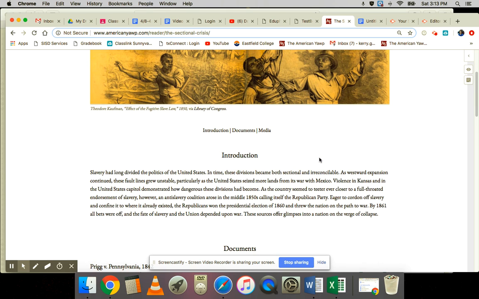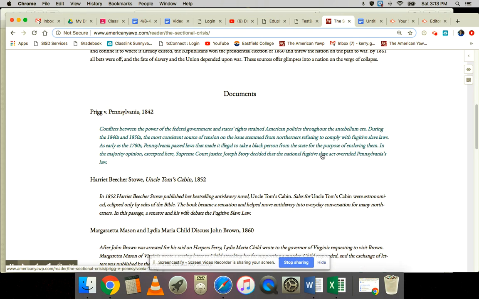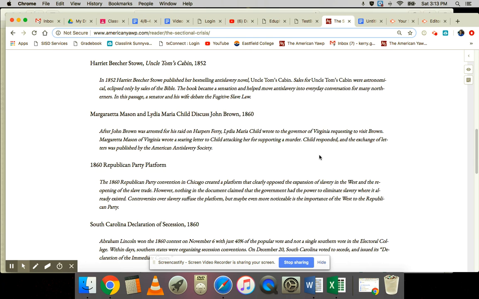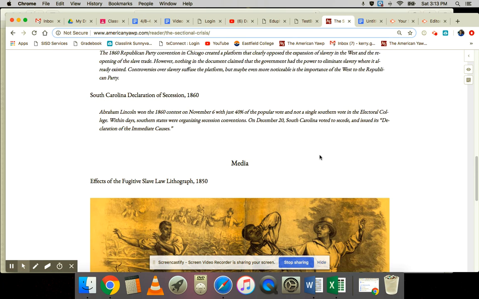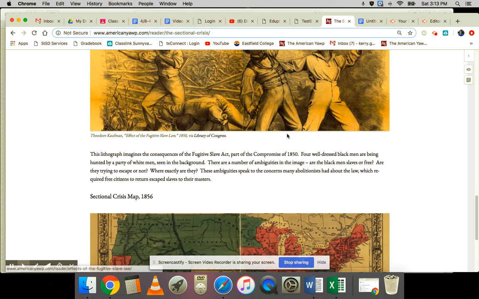Chapter 13 talks about the sectional crisis as it's emerging in the 1850s, and I think it does a good job of giving you a sense for the emerging crisis that's happening. One of the big images here is going to be the Fugitive Slave Law. This particular lithograph describes that in pretty good detail.